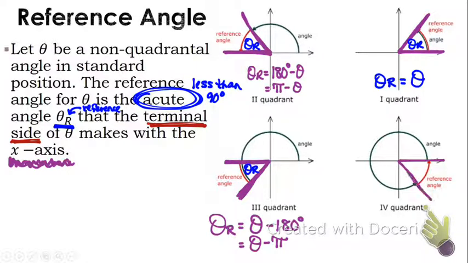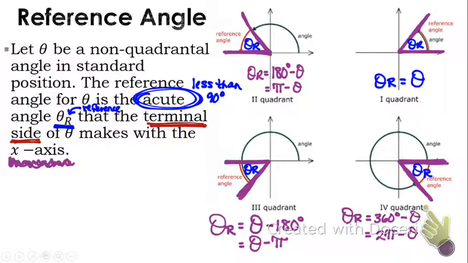And last but not least, if I'm in the fourth quadrant, then this would be my reference angle, theta r. To find theta r, I'm going to do a full rotation. What's a full rotation? 360 minus whatever theta is. What about if I have radians? 2 pi minus theta. Yes.